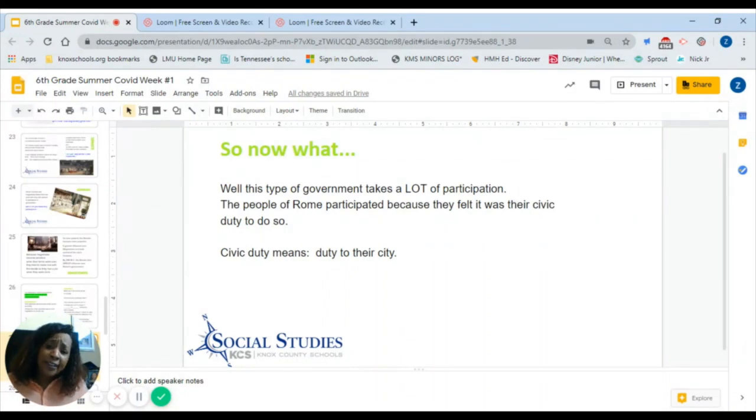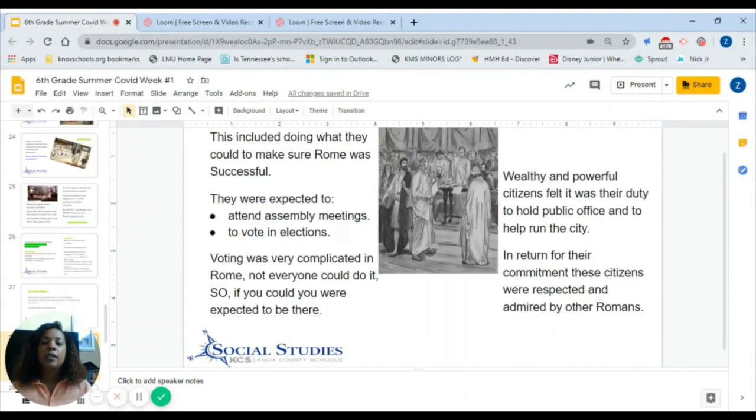So now what? Well, this type of government takes a lot of participation. The people of Rome participated because they felt like they had a civic duty to do so. Civic duty means a duty to their city, right? This included doing what they could to make sure Rome was successful. They were expected to attend assembly meetings and to vote in elections.